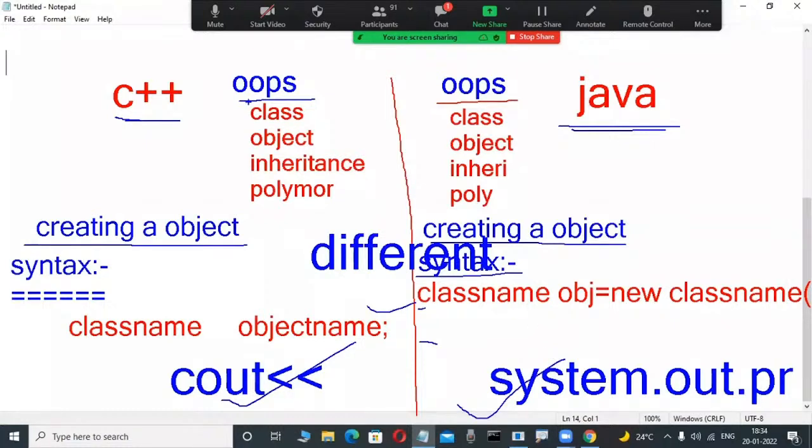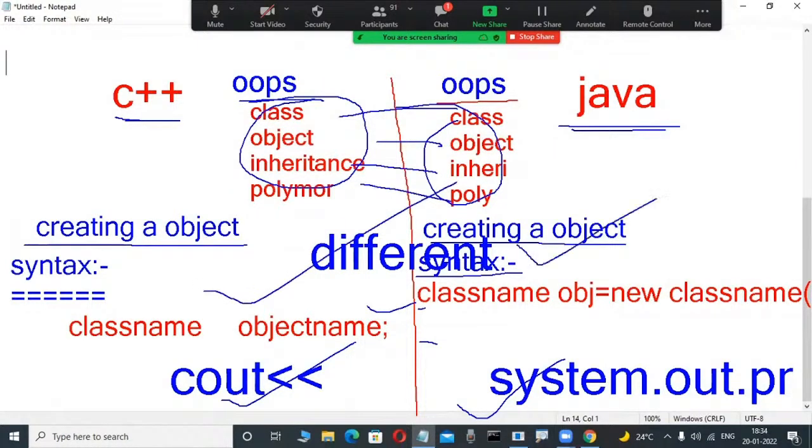But conceptually, some OOPS concepts are the same. What is class? What is object? What is inheritance? What is polymorphism? Same. But syntactically, totally different. Why? Because those are two different languages, two different products from totally different companies. That's why functions are different, and syntax is also different.